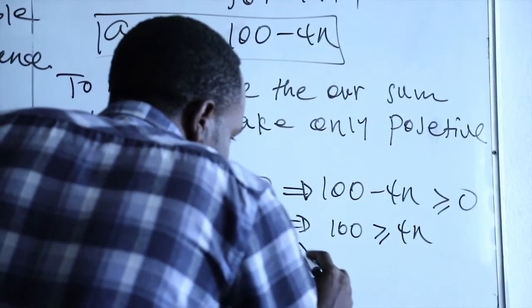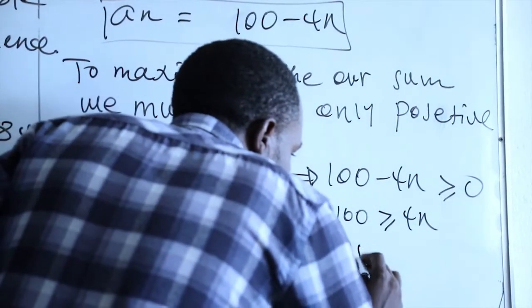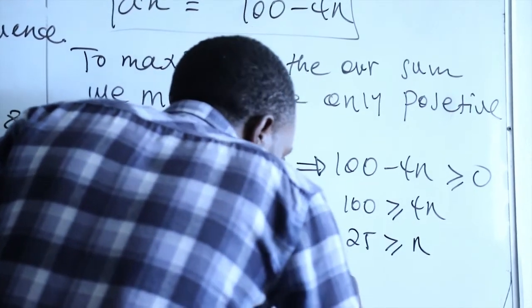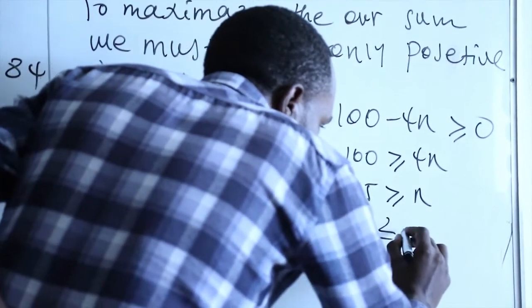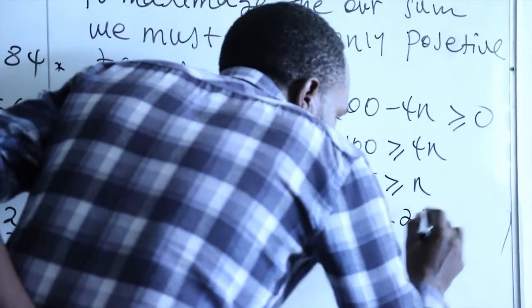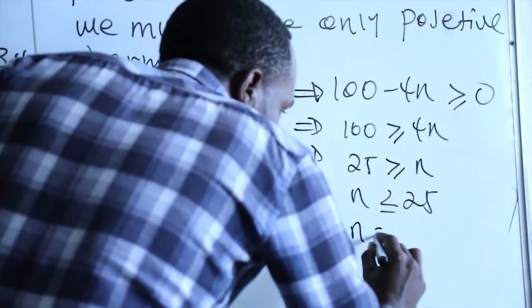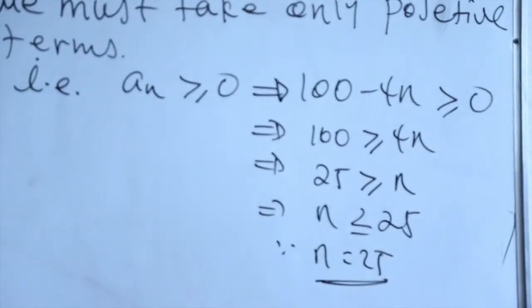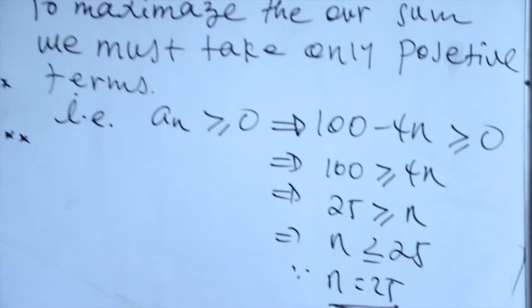So this implies that 100 over 4, 25, should be greater than or equal to n. Meaning that n should be less than or equal to 25. Therefore, since it is or equal to, the value of n equals 25. So to maximize the summation, the number of terms of the sequence is equal to 25.